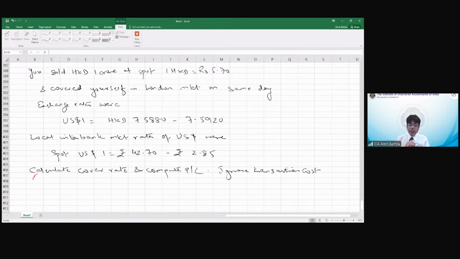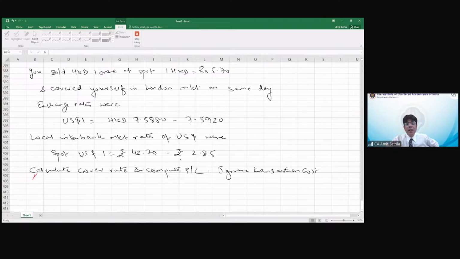I have sold HKD. Okay. So now I need to buy HKD, right? I need to buy Hong Kong dollars. For buying Hong Kong dollars, since rupee is not directly trading with Hong Kong dollars, it is not directly quoted. It is quoted through US dollar. So what is the thing happening over here?